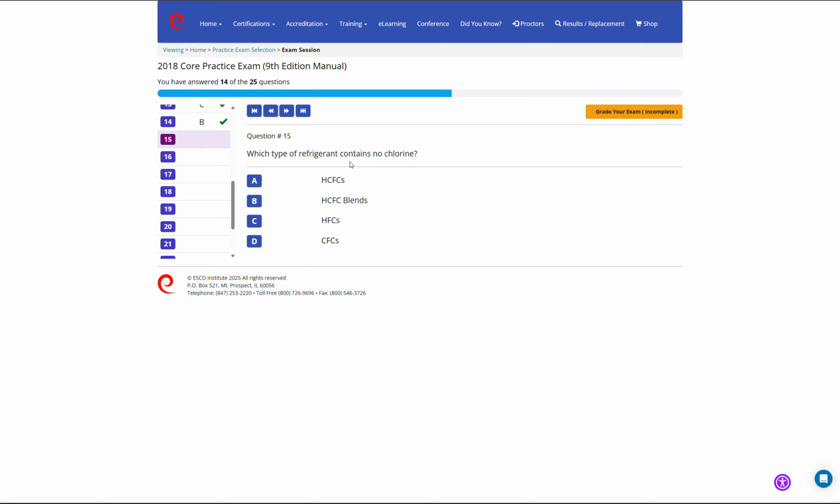Which type of refrigerant contains no chlorine? HCFCs, HCFC blends, HFCs, CFCs. I believe that everything here contains chlorine because it has a C, and C is for chlorine, right? Or carbon. HFCs. They skip the chlorine. HFC means hydrofluorocarbons, so just hydrogen, fluorine, carbon. No C for chlorine there.